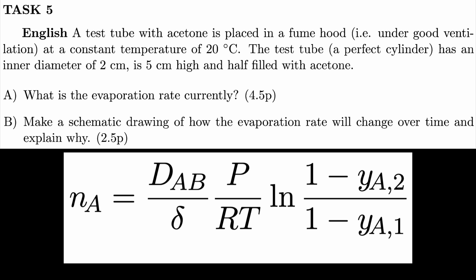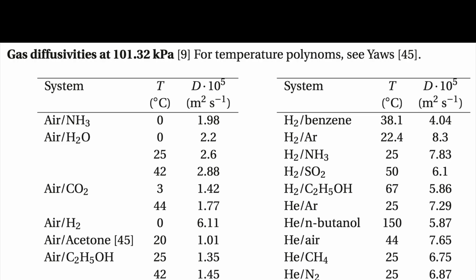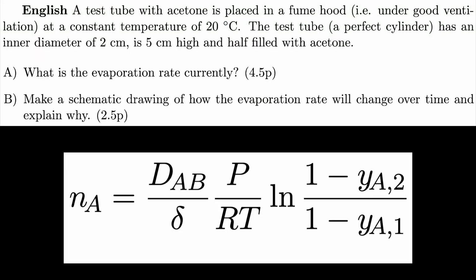So the terms in Stefan's equation for mass transport, that is, the evaporation, can be expressed as the diffusivity divided by the film thickness, so 5 cm divided by 2 equals 0.025 meters, and this multiplied by first the pressure divided with the gas constant and the temperature, and then the logarithmic term that depends on the difference in concentration. Our handbook gives us diffusivity as 1.01 times 10 to the power minus 5 square meter per second. No exact info on pressure is given.